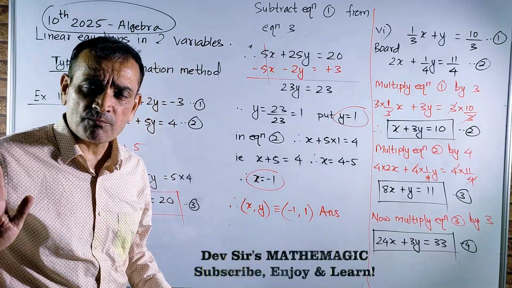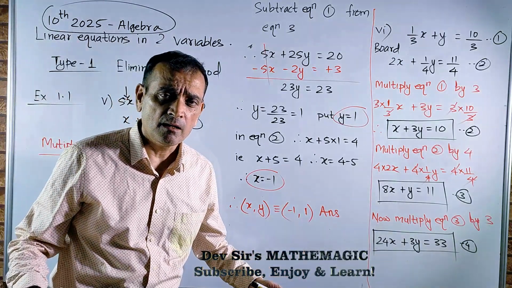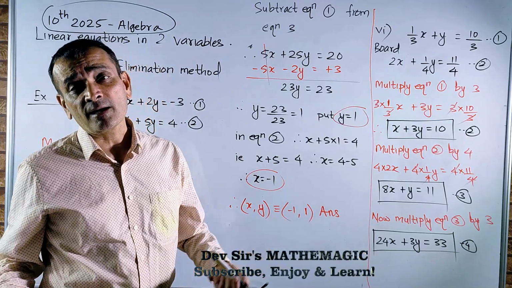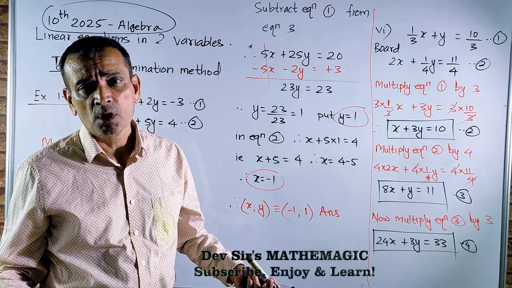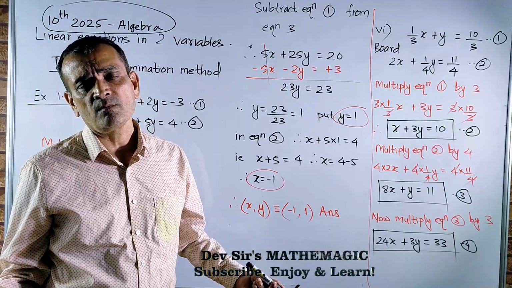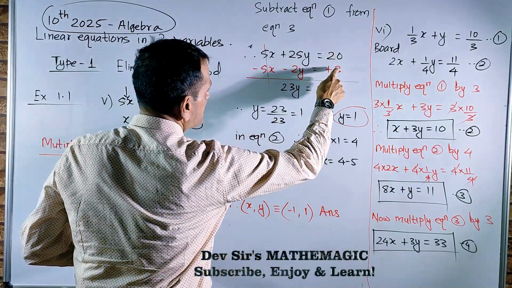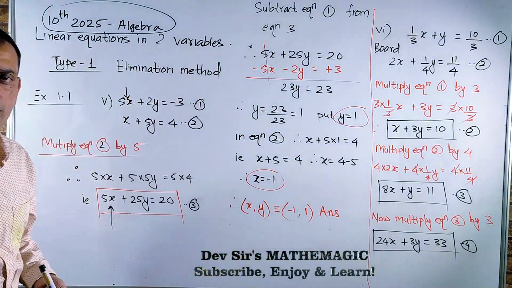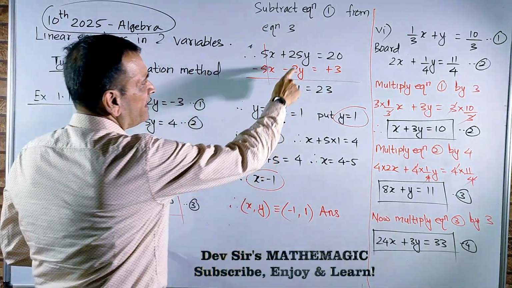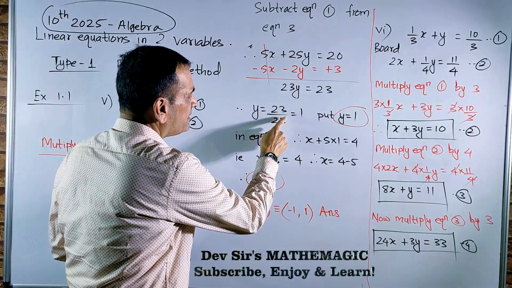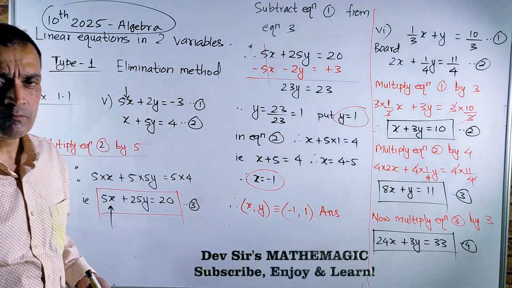Remember दोस्तों कि sometimes while subtracting minus sign becomes plus. Don't worry, हम लोग subtract कर रहे हैं तो plus कैसा होगा? No. Subtracting means change the sign. Minus can become plus also. Okay? So 20 plus 3, 23. 25 minus 2, 23 again. So y is equal to 23 upon 23, that is 1.